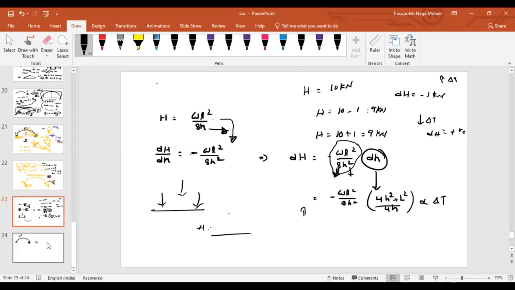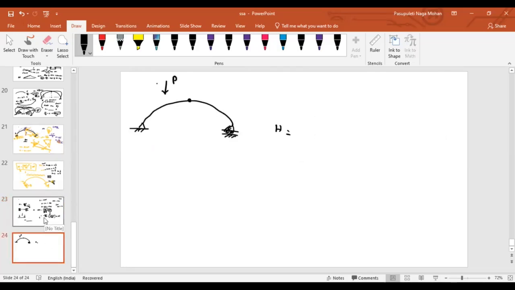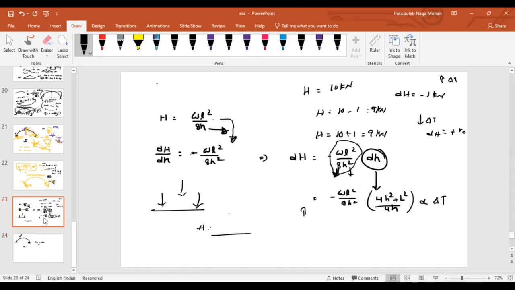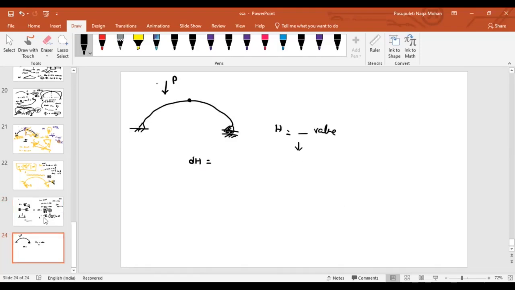Now, if it is a particular value, even my horizontal thrust will be a single value. Can I differentiate it? No, sir. Can I differentiate this function? No. In that case, how do I find out my change in the horizontal thrust? If I don't want to use the formula, then how can I find out the change in horizontal thrust? Did you get the difference that I'm telling you right now?